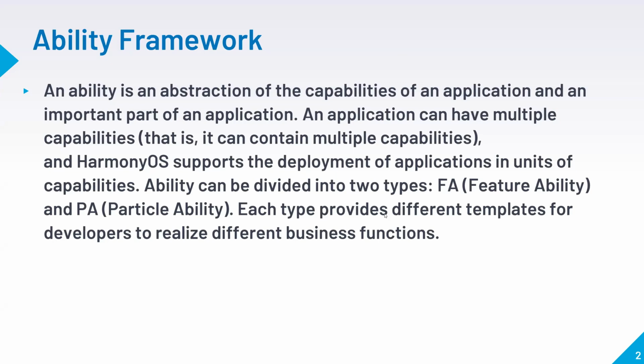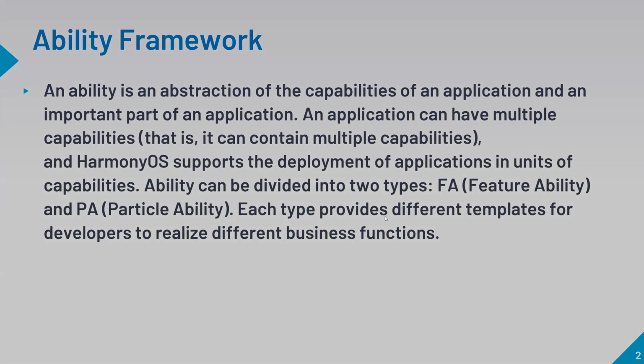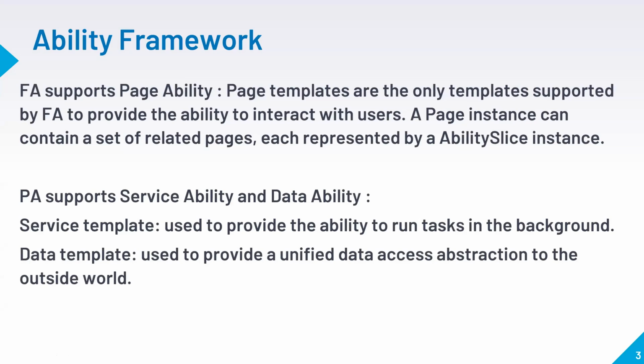Let's go a little deeper into this feature ability. The feature ability supports page ability. Specifically, a page means having a UI template where it can show layouts, animations, buttons, text editors, anything that the user interacts with. All of that comes under page ability. From now onwards, we simply call this a page. So what about service ability? It provides a service that runs in background tasks.